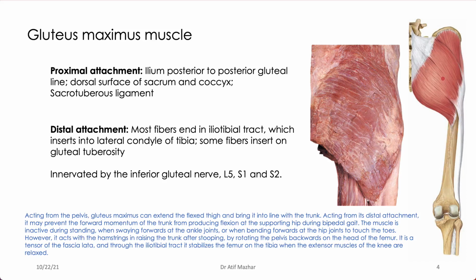When we are walking, swaying forward at the ankle joint, it is helpful there. And when we are bending forward at the hip joint to touch the toes, it acts with the hamstring when raising the trunk after stooping by rotating the pelvis backwards on the head of the femur. It is a tensor of fascia lata, and through the iliotibial tract, it stabilizes the femur on the tibia when the extensor muscles of the knee are relaxed.